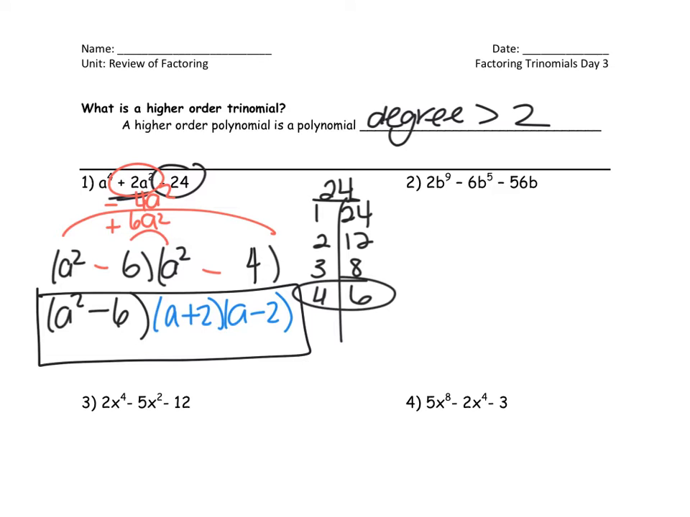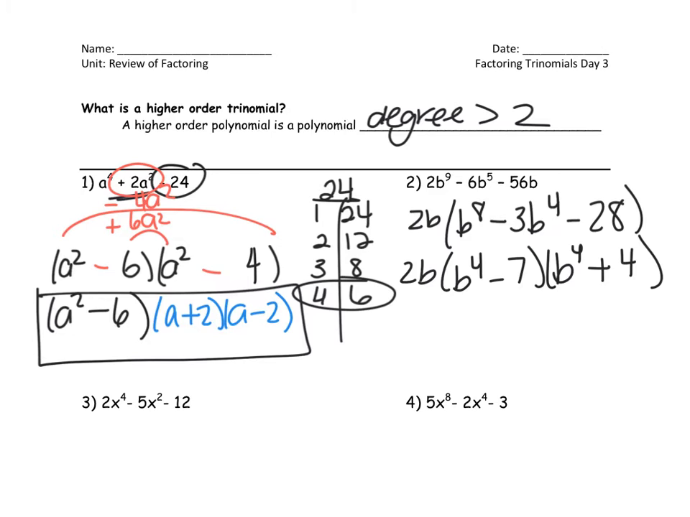Why don't you try example number 2 and then hit resume when you're done to see if you get the correct answer. Just a word of advice, you may have to take out a GCF first. Okay, here's your answer. So I took out a GCF of 2b first, and this is what I was left with on the inside.